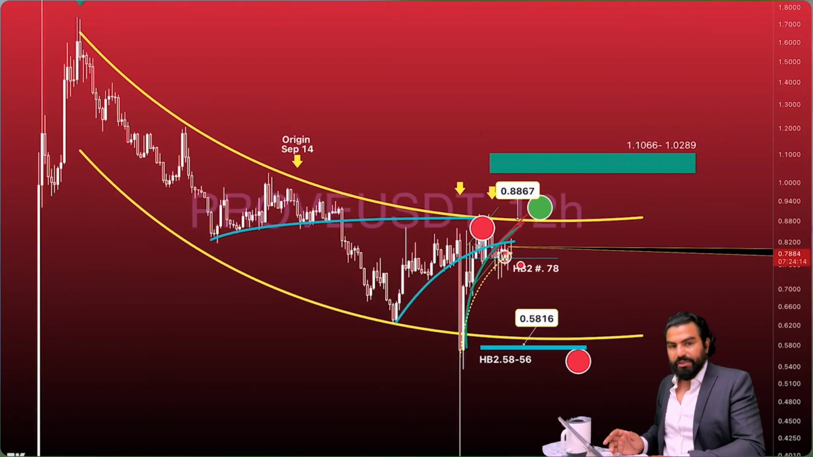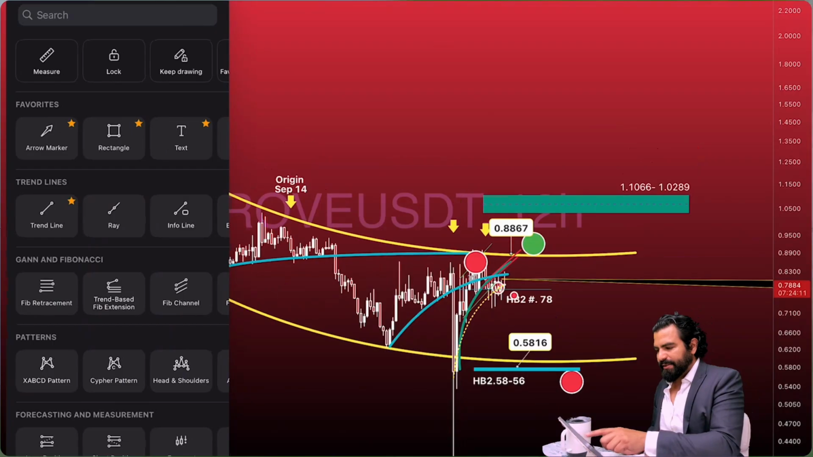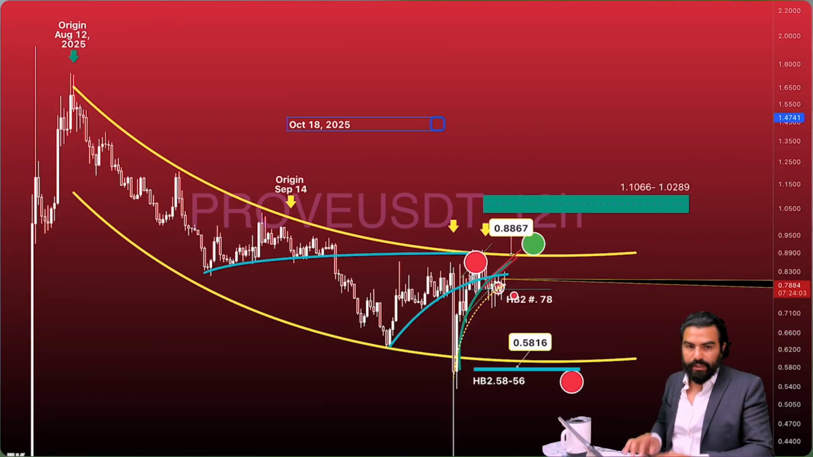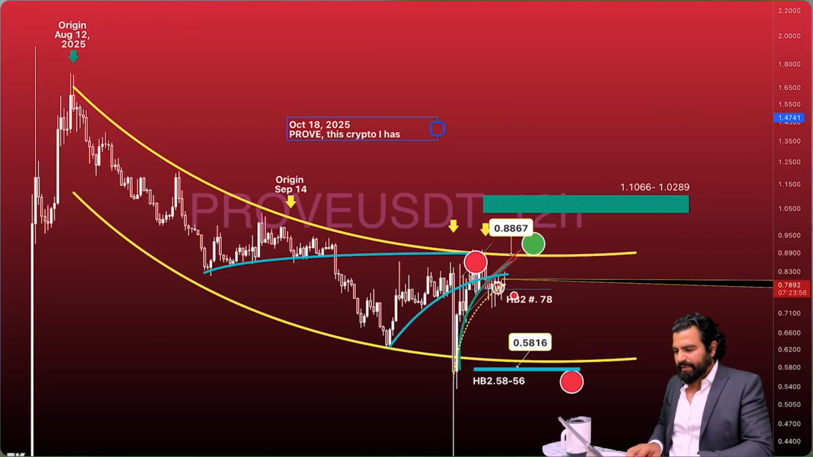Let's put all of that into a case, and I'm going to write this down in my text so you guys can all have it. October 18th, and I hope this makes money for some of you guys if you are also shorting this crypto. October 18th. Prove. This crypto has phased more into weakness. The entry has triggered on the 3-hour charts, and now also on the 12-hour charts.